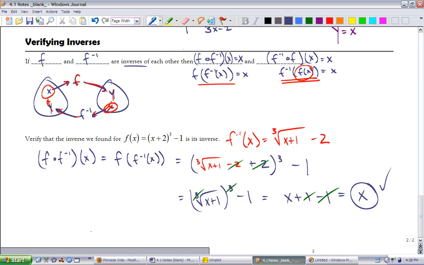So in this case, we're verifying that what we found was truly the inverse. Now you could do it the other way, where you plug f into its inverse. Either way, it should come up with x.